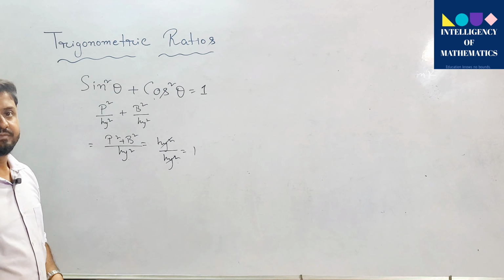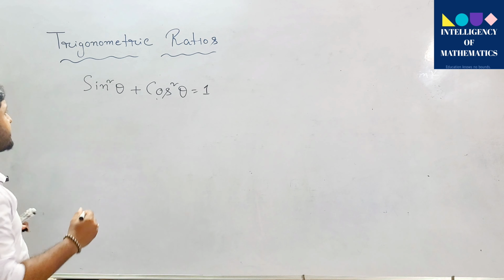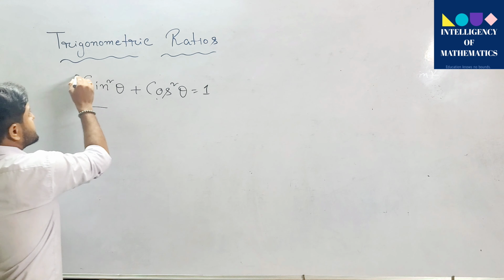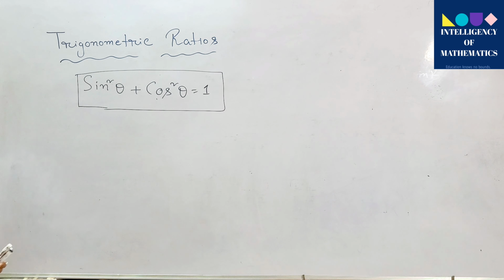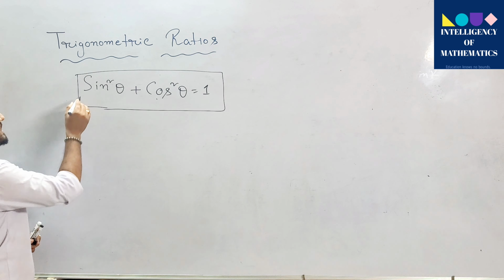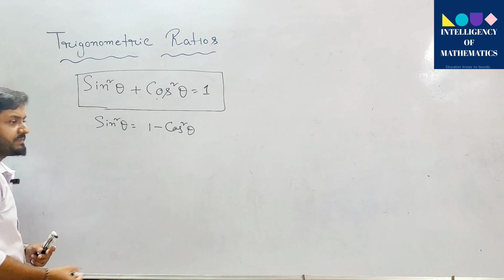So our first identity is sine square theta plus cos square theta, which is 1. From here, this sine square and cos square's addition is 1. We can take out 4 things. The first thing we can take out from here is sine square. That will be 1 minus cos square theta, since cos square will be shifted to that side.